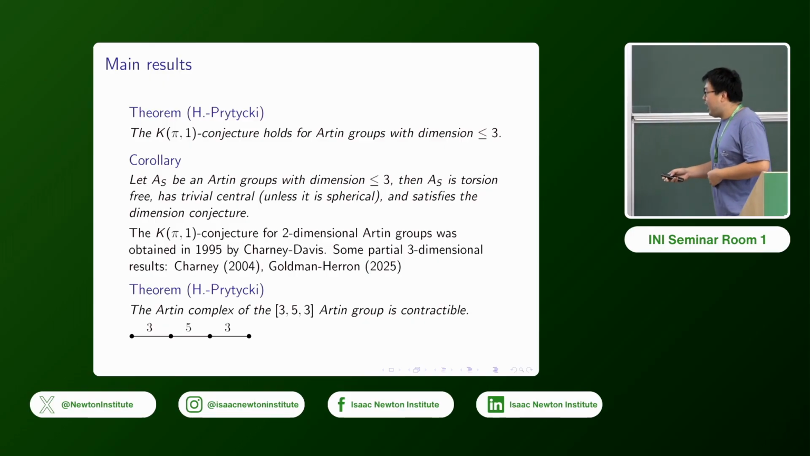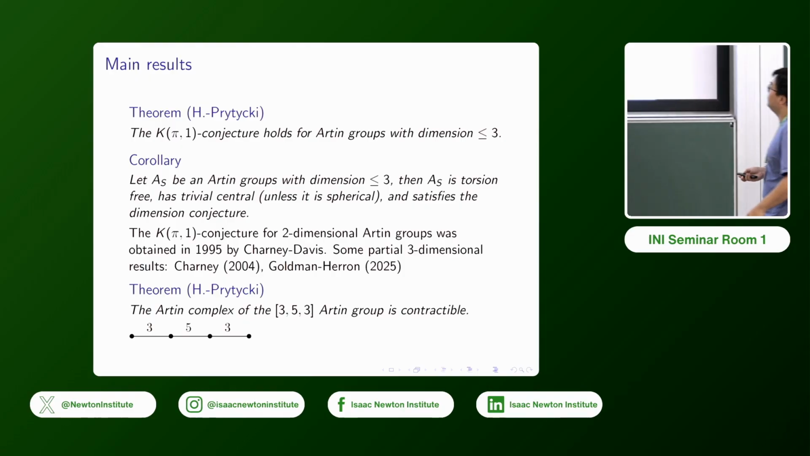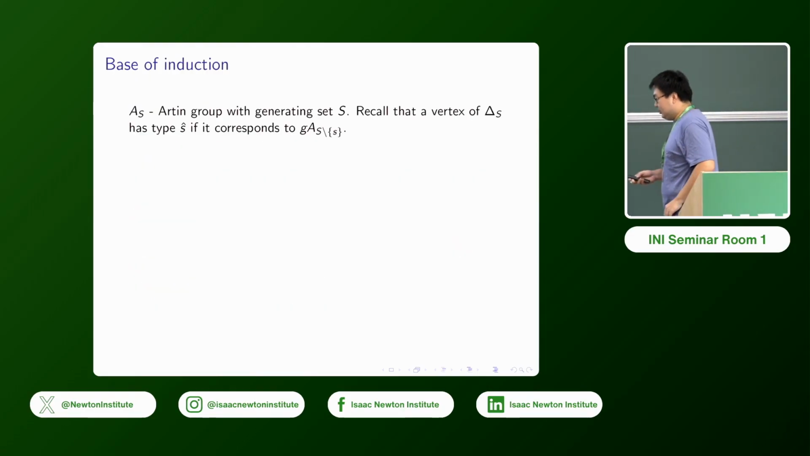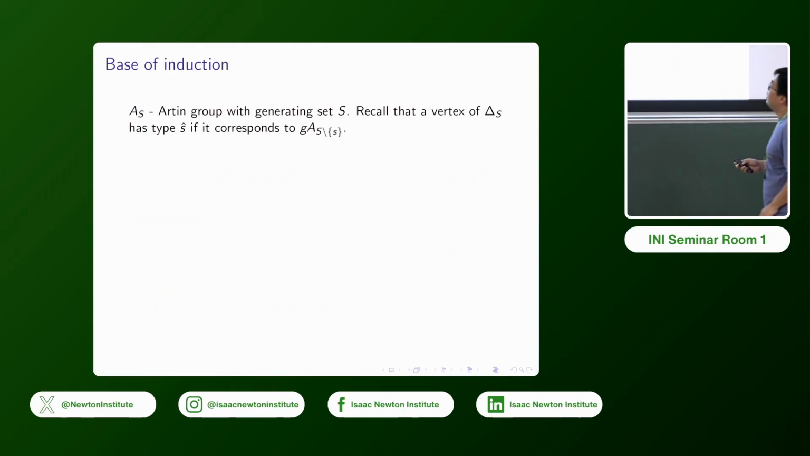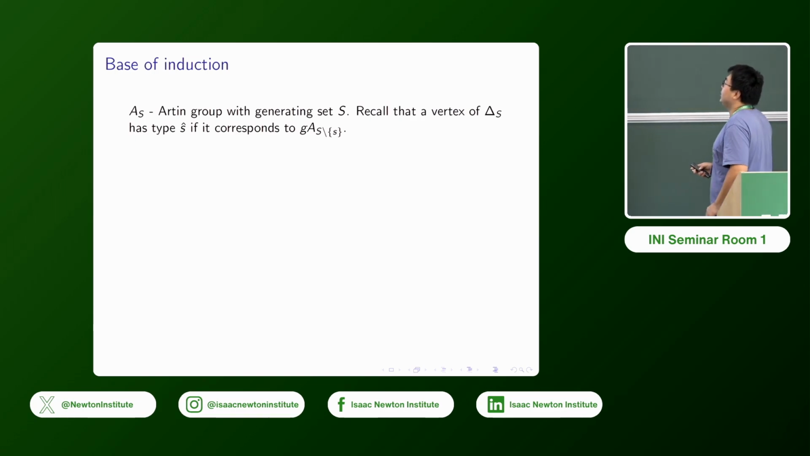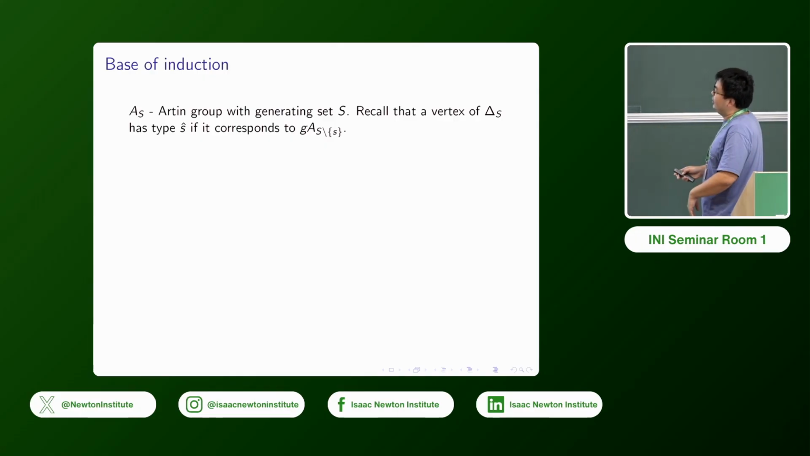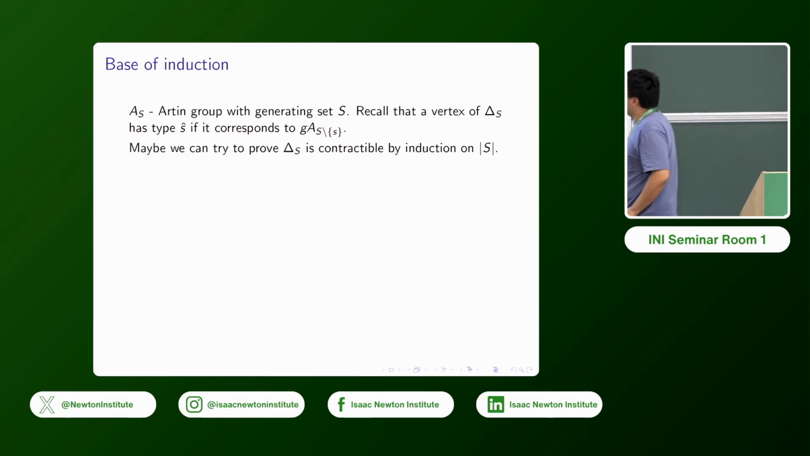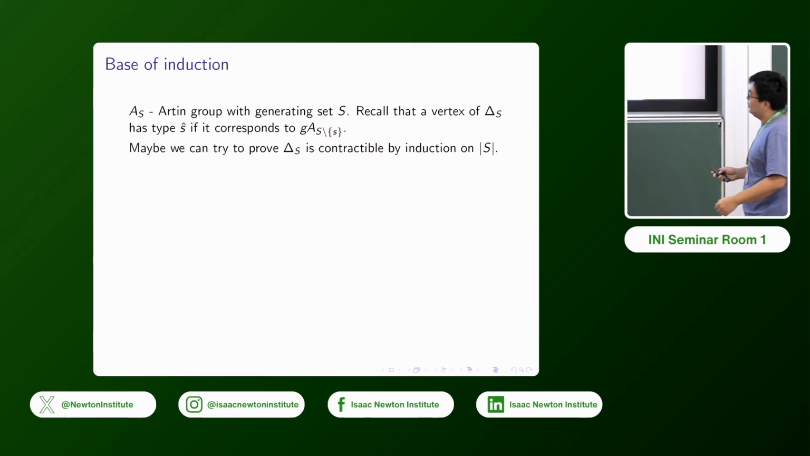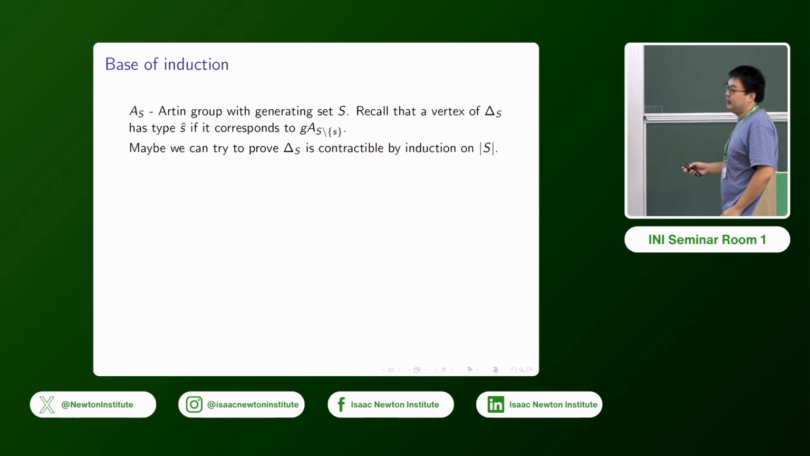So maybe I'm first going to explain why this (3,5,3) Artin group is so special in the class of all 3-dimensional Artin groups. This is related to the way we prove the K(π,1) conjecture. So we want to do some kind of induction. I'm going to take an Artin group with generating set S, and recall that the vertices of the Artin complex have types, corresponding to which coset they correspond to. Now we want to prove the Artin complex is contractible, which is the geometric group theory reformulation of the K(π,1) conjecture, by induction on the number of generators.